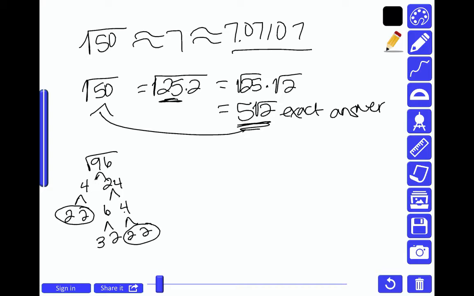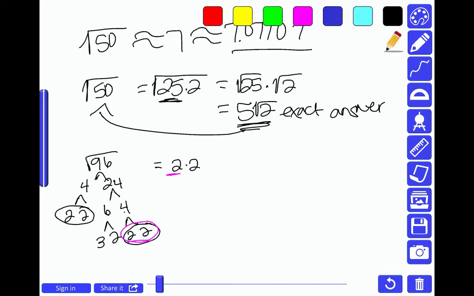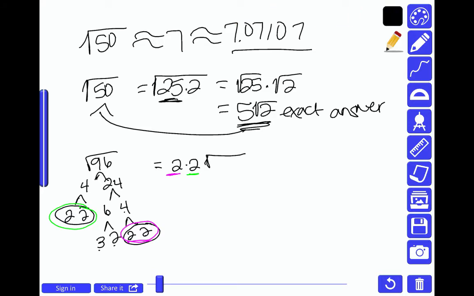So the perfect square factors come outside. That's going to be 2 times 2. This 2 is representative of that pair, and this 2 is representative of the other pair. So notice for every pair, one number comes out. And on the inside is still our 3 times 2. Again, they did not have a pair, and so they stay on the inside. So my answer is 4 square root of 6.